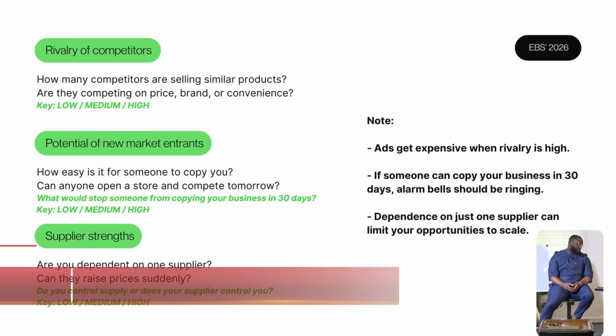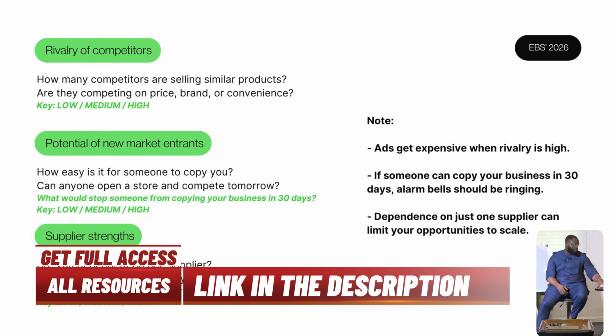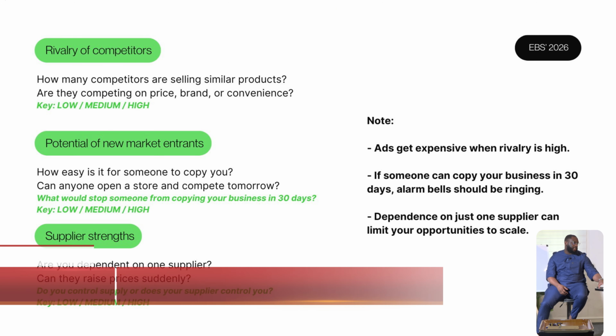Right? So that's like your supplier strength in a way, and also the customer strength. And what you also notice is that a lot of people use ChatGPT and Gemini, but you can use them for different things. So when it comes to the competitor analysis, you ask yourself these questions: how many competitors are selling similar products? I'm going to show you some examples.